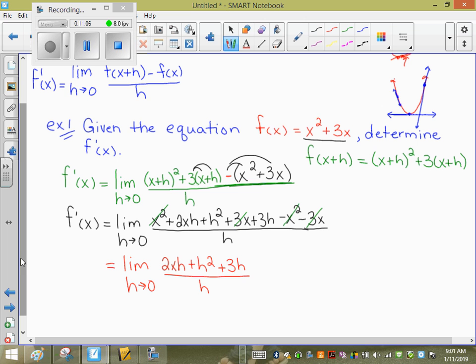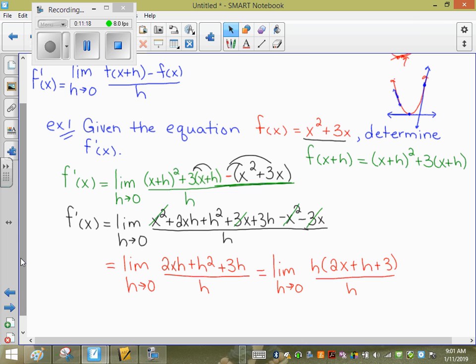No, it's totally true. Okay, limit as h goes to 0, take out an h, 2x plus h plus 3 all over h. The only issue we have here is that h in the denominator, correct? So the moment that h goes away, we can do what? Celebrate and then put in 0. Okay, so the h is gone. And now the limit can go away because we're subbing in, correct?